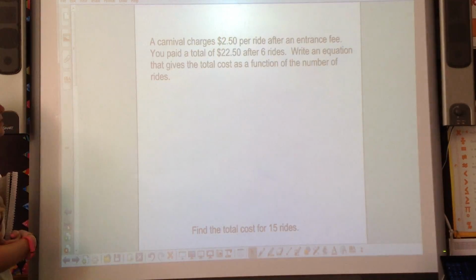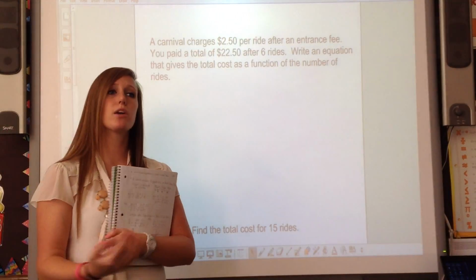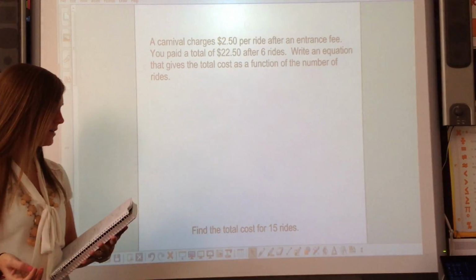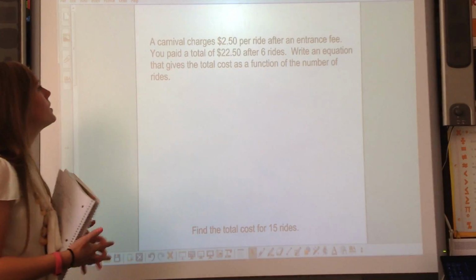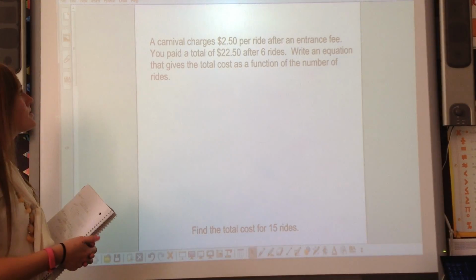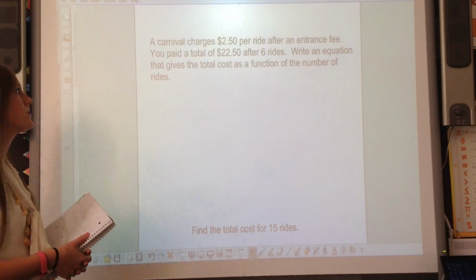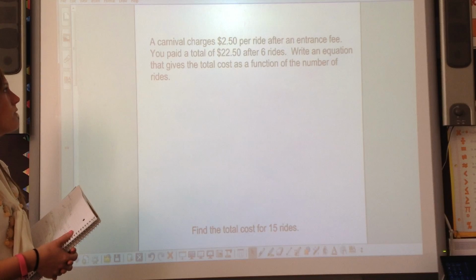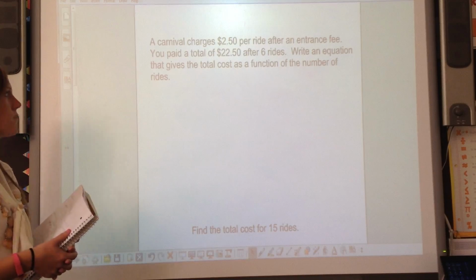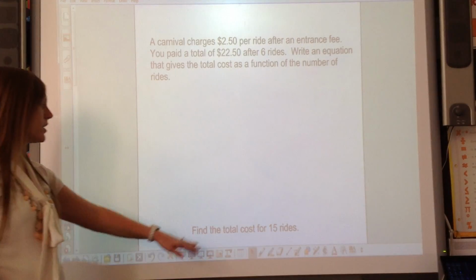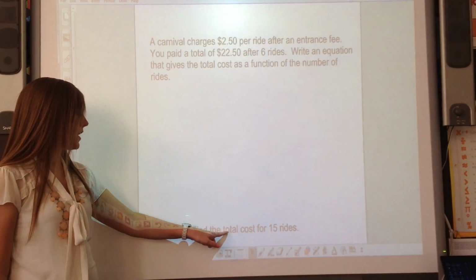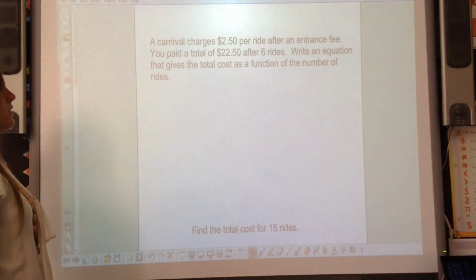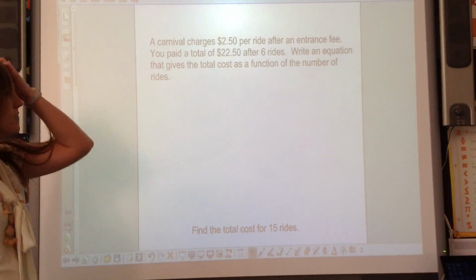Okay, we're going to talk about some word problems. These word problems can be hard because you really have to think about what they give you and what they mean, or what they're asking. So the first problem. A carnival charges $2.50 per ride after an entrance fee. You paid a total of $22.50 after 6 rides. Write an equation that gives you the total cost as a function of the number of rides. And then later on, after we write our equation, we're going to have to find the total cost if you rode 15 rides.